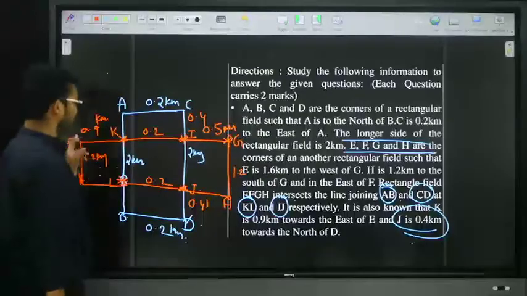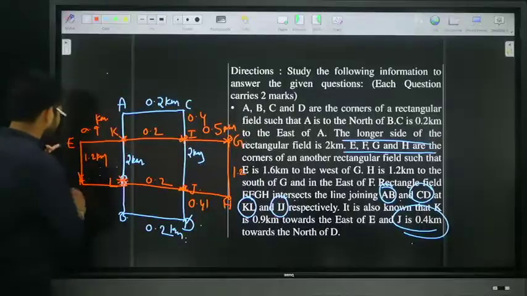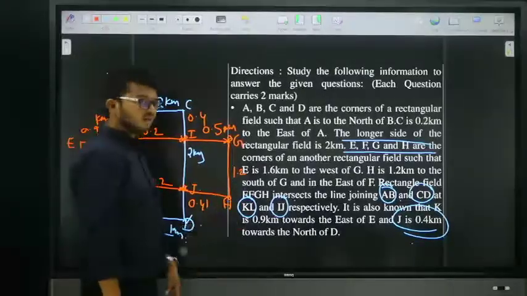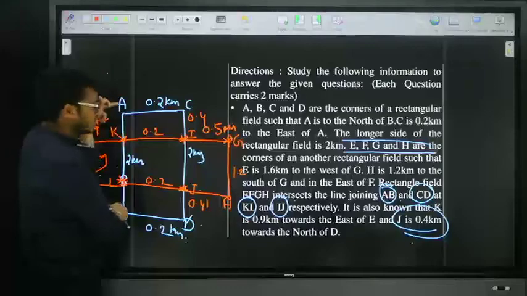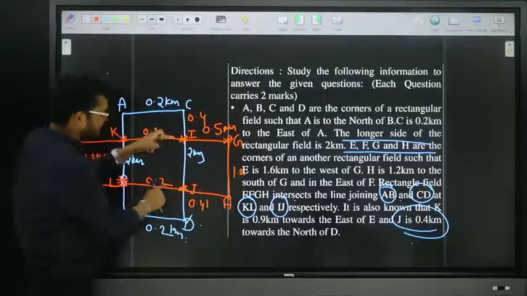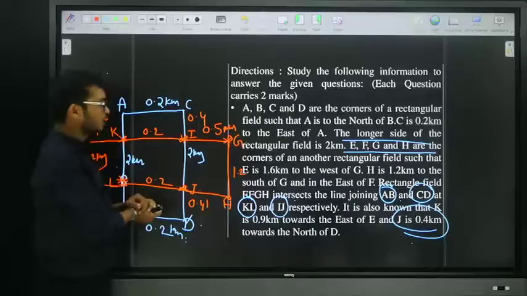At the same time, we are having next one is what? See here, E. Next one is what? F. Next one is what? G. Next one is what? H. When this total is 2 kilometer, this one is what? 0.4, means this one is 0.4. Then the middle is what? 1.2.